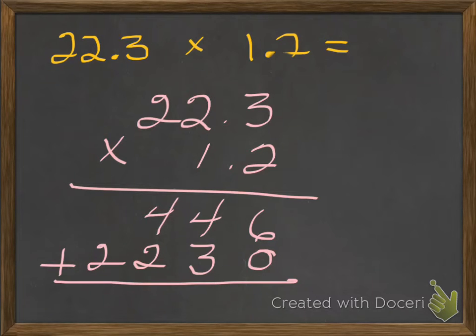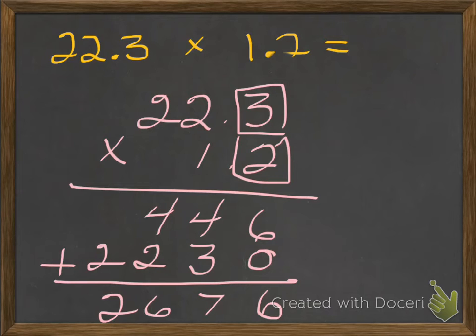Then I add it all up. 6 plus 0 is 6. 4 plus 3 is 7. 4 plus 2 is 6. And 2 plus nothing is 2. Now I count how many digits there are behind the decimal point. There is 1, 2 digits behind the decimal point. So I move my decimal point over 2 digits. And my answer is 26.76, which is pretty close to what I said. I said 22. That's not too far off. That's only 4 off. So not bad.